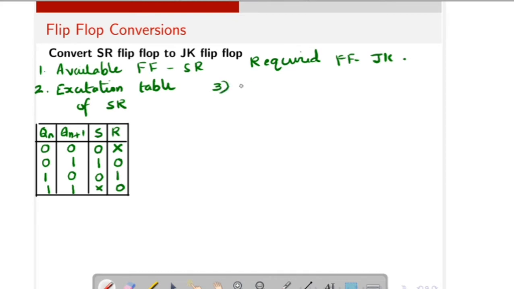The third step is to draw the characteristic table of the required flip-flop, that is JK.